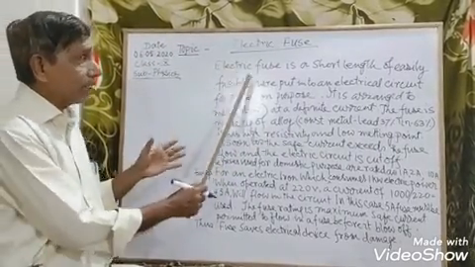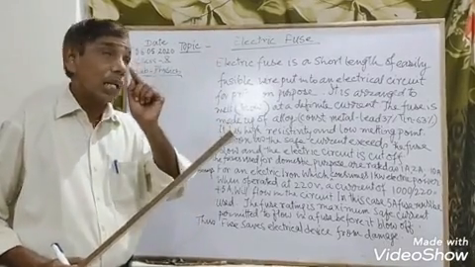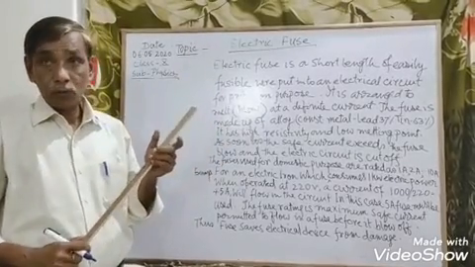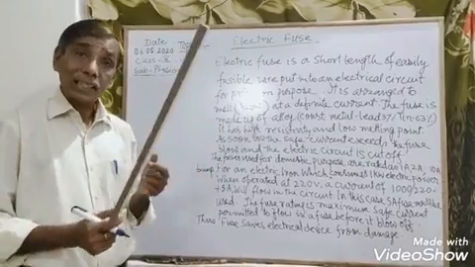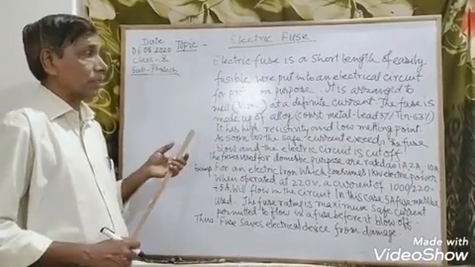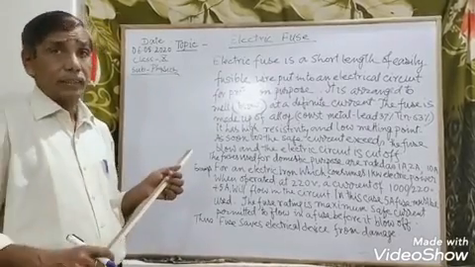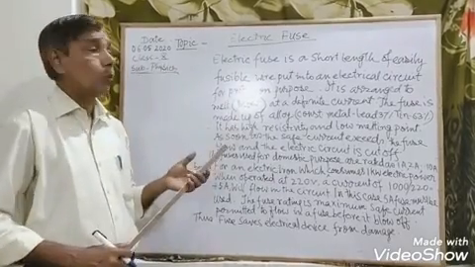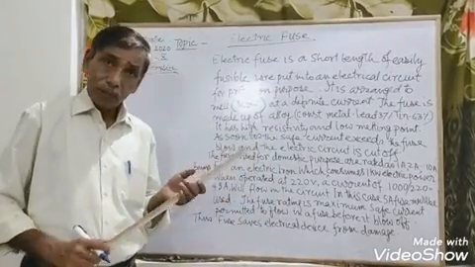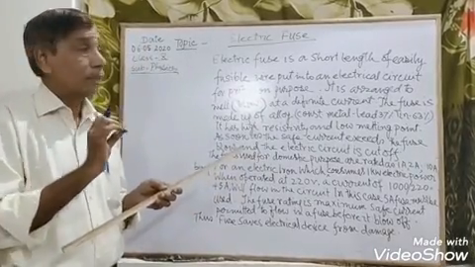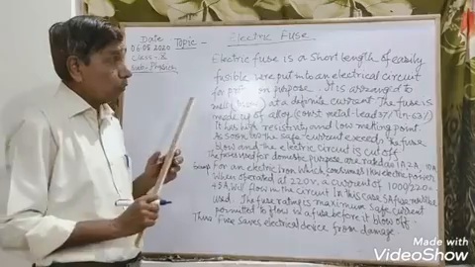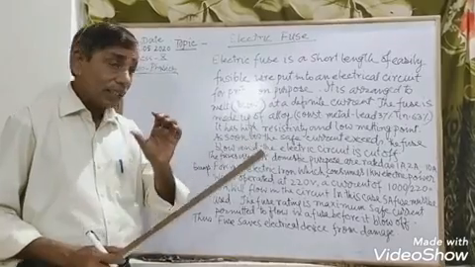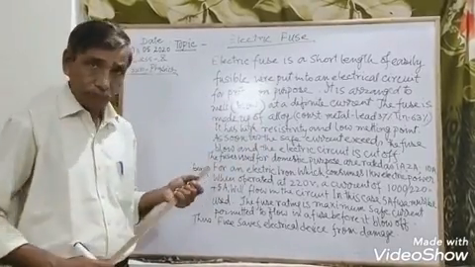Again I repeat, an electric fuse is a short length of easily fusible wire put into an electrical circuit for protection purposes, where it is fitted or arranged to melt or blow at a definite current, a particular ampere of current flowing through the circuit, and different devices require different currents.